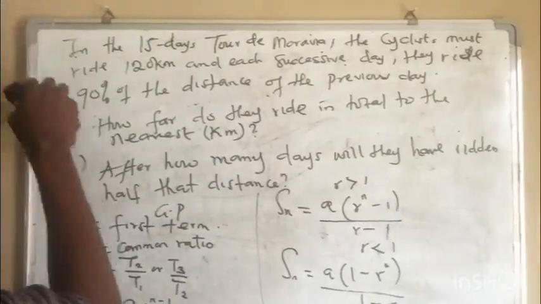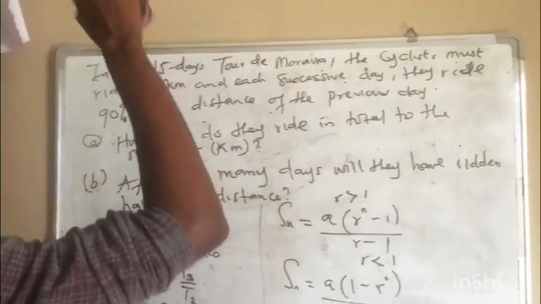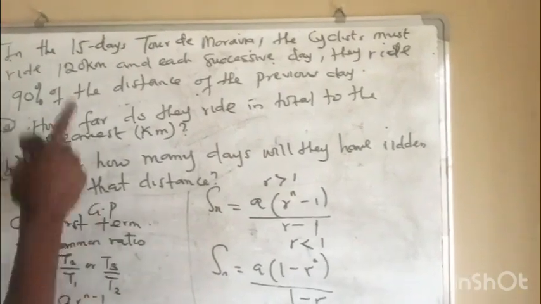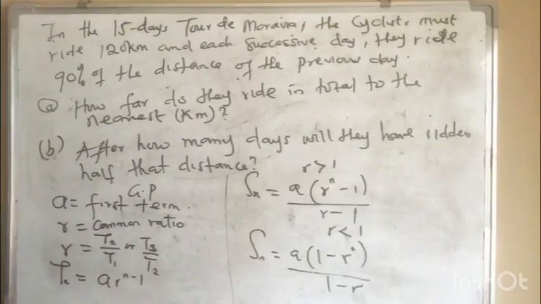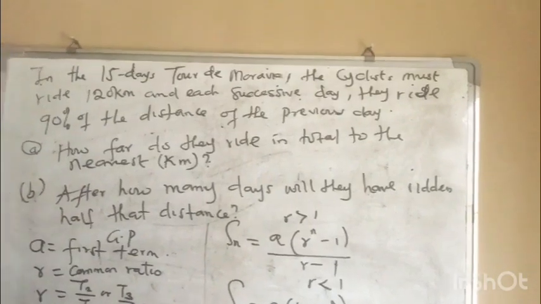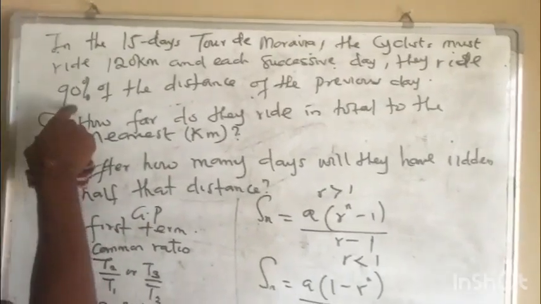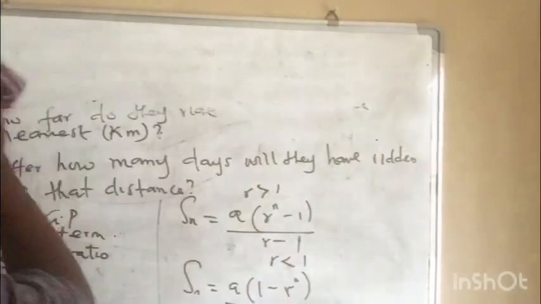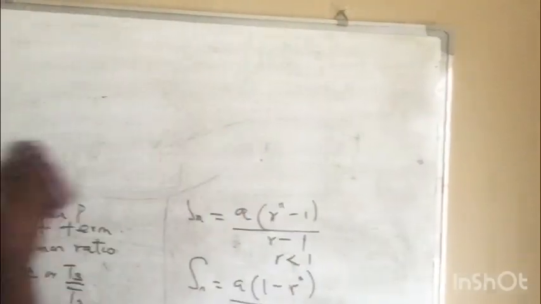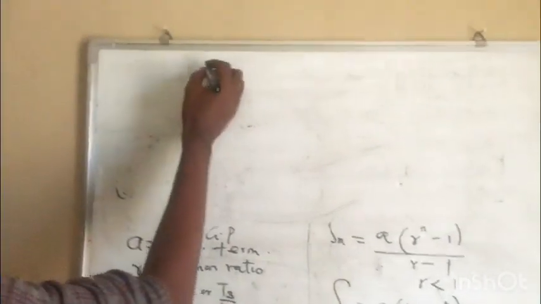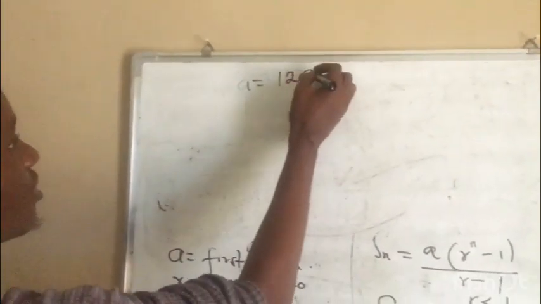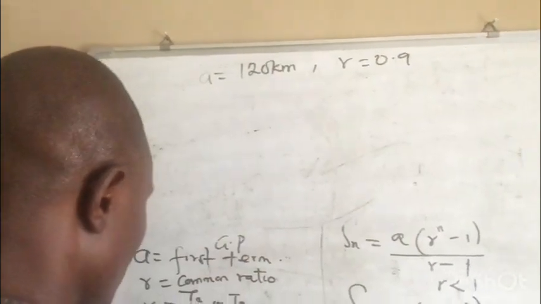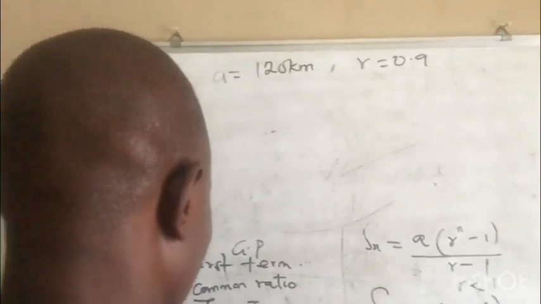Now, the cyclist, the first day, which is the first term, is 120. So that means our first term, which is A, is 120 kilometers. And our common ratio will be what? The 90%, we convert it to decimal, and that will be 0.9. So by having that understanding, we know that our A is equal to 120 kilometers and our R is equal to 0.9. Now the question says, how far do they ride in total?